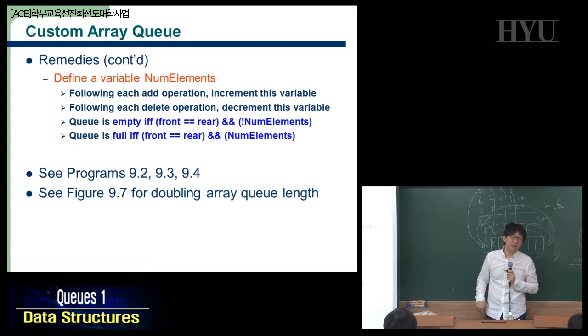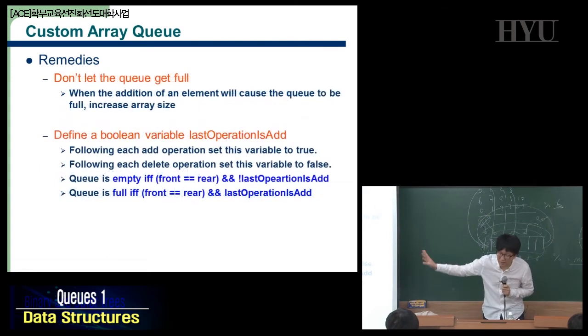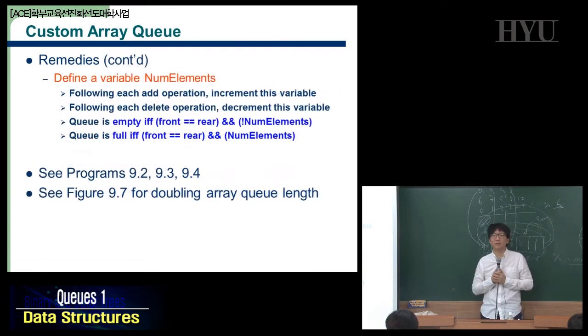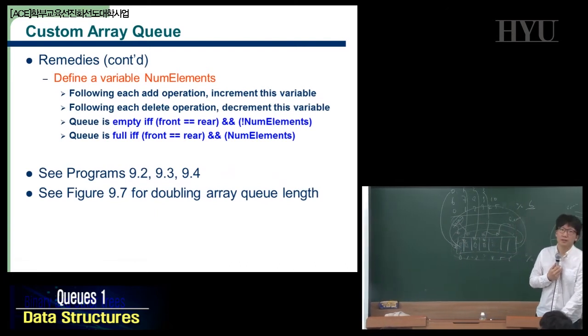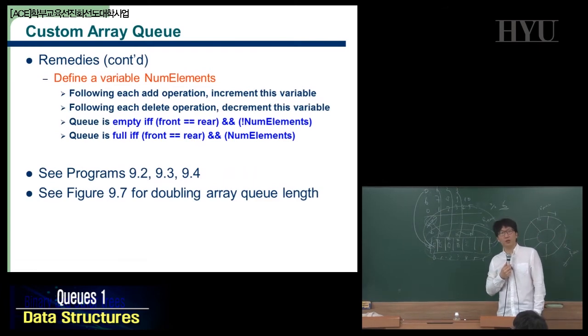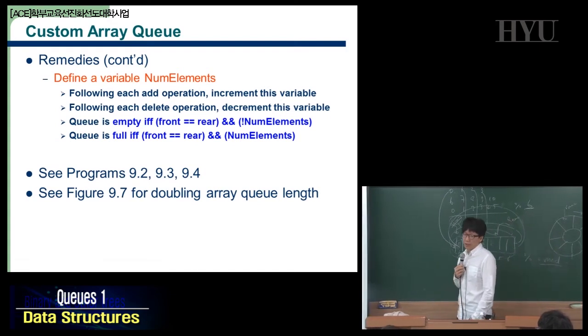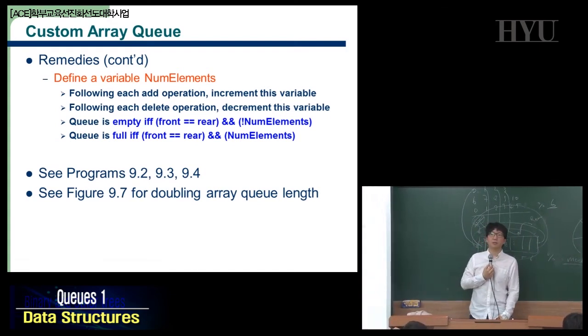If you think about it, the number of elements is almost the same as tracking the last operation being add. It's simply counting how many adds you did. The main idea is the same. Which way you prefer is up to you. I don't see too much difference between the two. The idea is that we should have extra checking conditions to check whether the queue is full or empty, because rear and front being equal doesn't give us enough details for that.